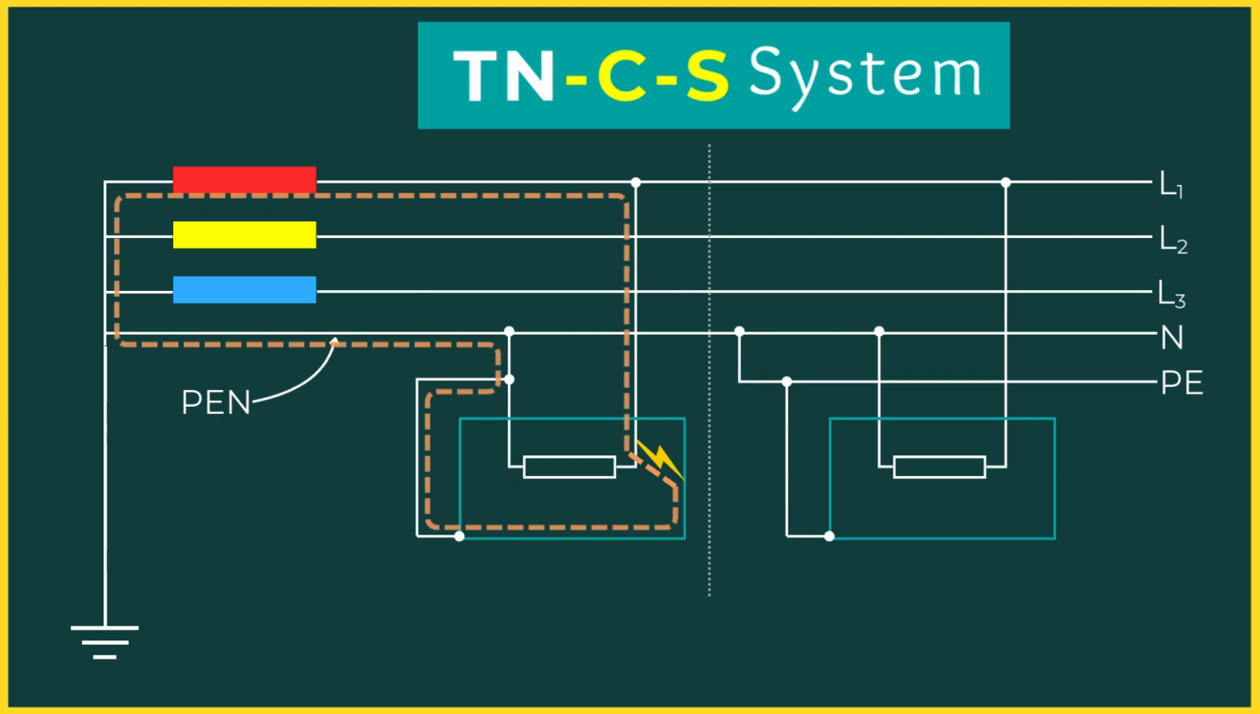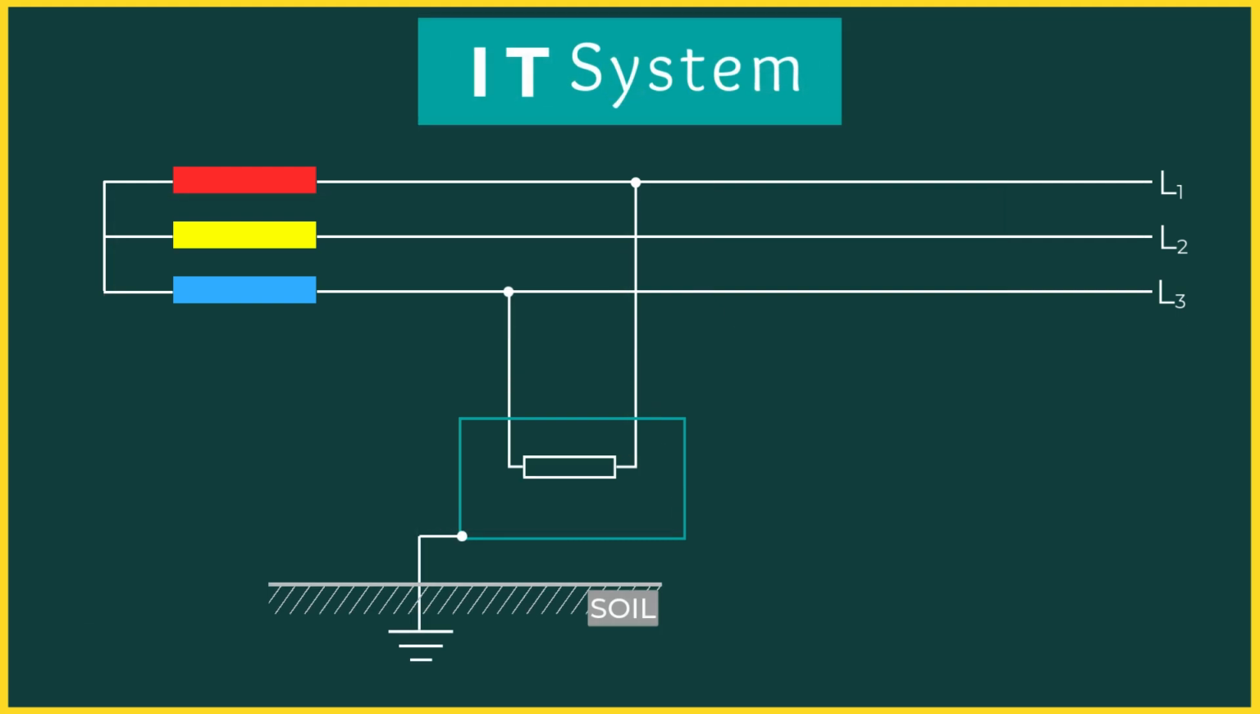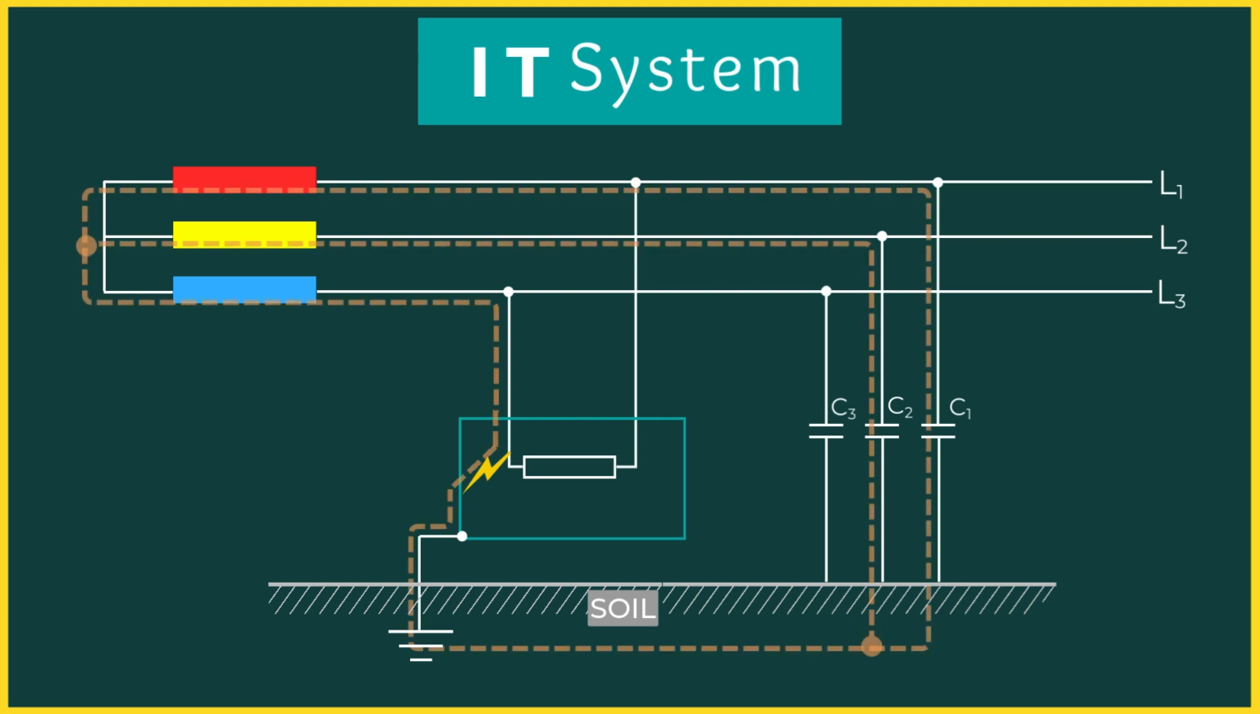Now let's look at a system designed with a very different philosophy. IT system, designed for continuity of service. In IT systems, no active conductor is directly earthed, but it may be connected to Earth through a high-value impedance. Exposed conductive parts are connected to an earth electrode. During the first earth fault, the fault current is extremely low, because it flows through system capacitance and high-impedance paths.